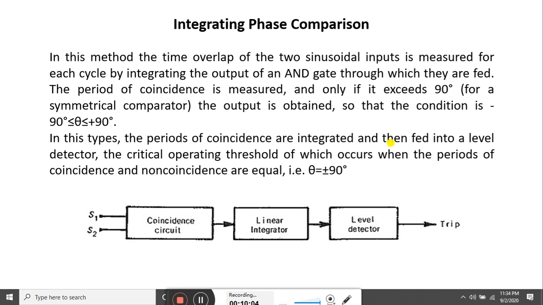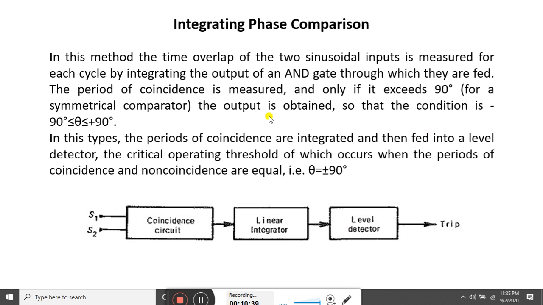of the output quantity, and further it is applied to a level detector, which ensures that the magnitude of the input has reached a preset level. As soon as it reaches the preset level, the output is initiated either in the trip form or in the restraint form. That is how the integrating phase comparator operates.